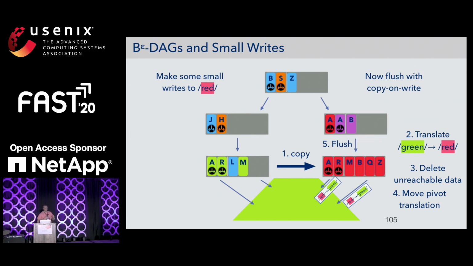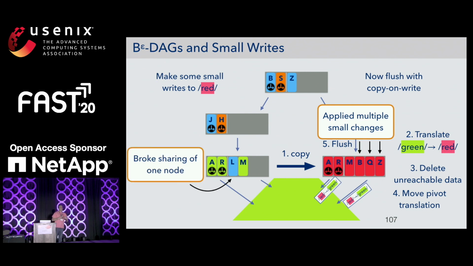So I know there's a lot going on here, right? And you don't have to follow all of this. But the fundamental idea here is that we've applied multiple small changes all at once. And we've done this by only breaking sharing of a single node. If we were to keep adding data, we would continue to break sharing algorithmically going down this subtree. And after we've broken this single node, we're still sharing the rest of the subtree, right?